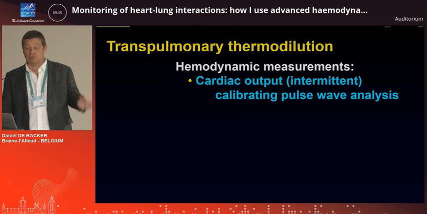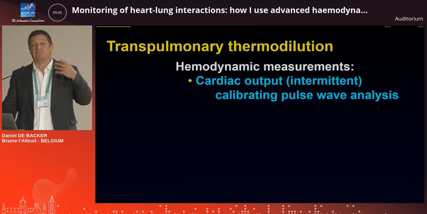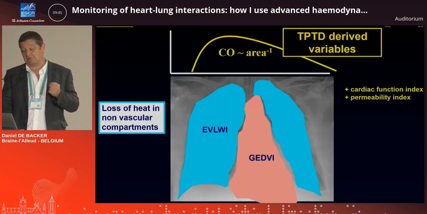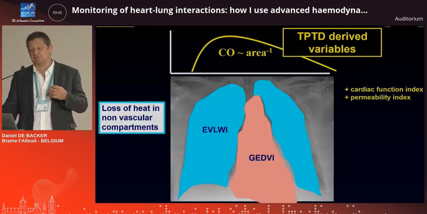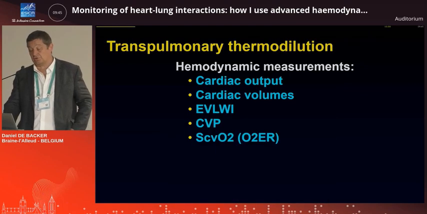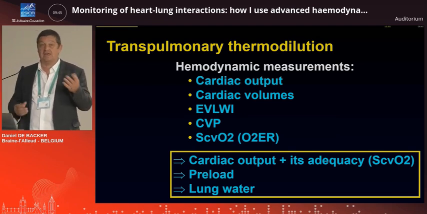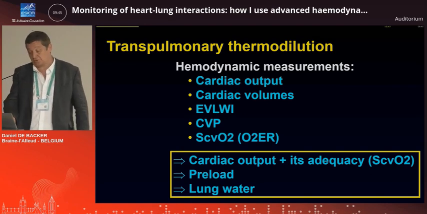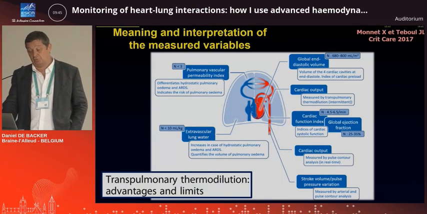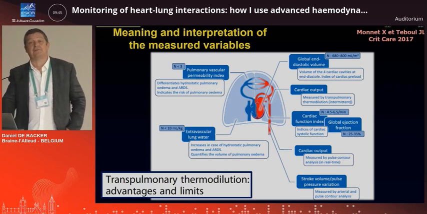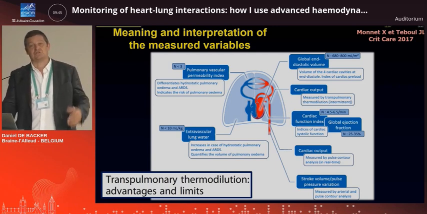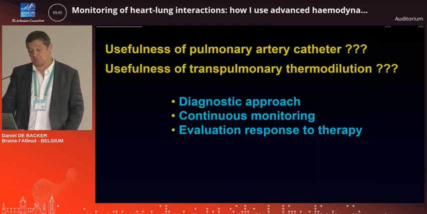With the transpulmonary dilution, we have access to measurements of cardiac output, an intermittent one with the thermodilution, of course, but also a continuous one with the calibrated pulse wave analysis. And we have also derived measurements of the volumes and extravascular water. All these together, again, help us have an idea of the cardiac output and its adequacy, the preload, and not the pressures here, but the lung water, which would indeed be an important factor. And you can find some interesting applications detailed in these kinds of review papers.